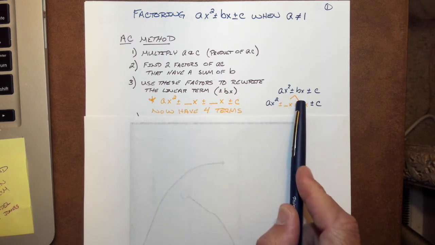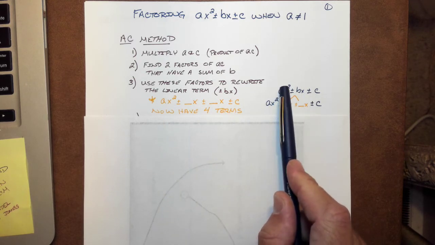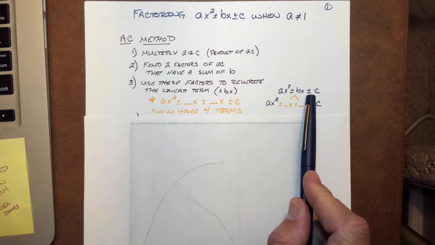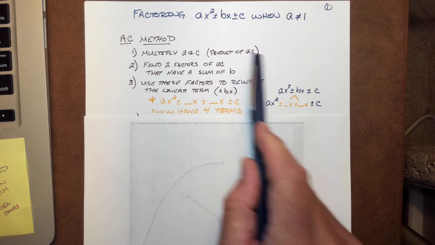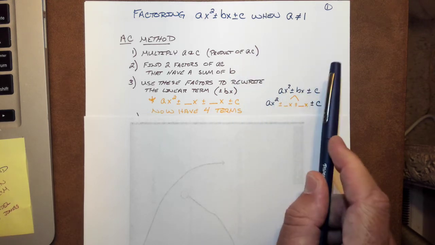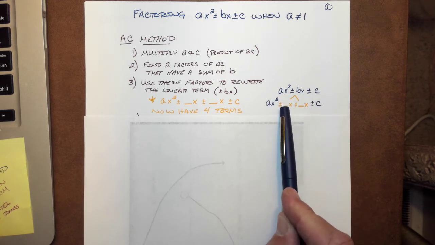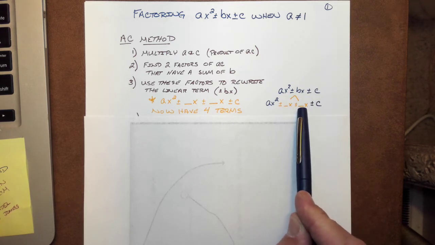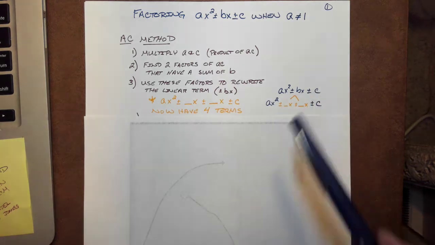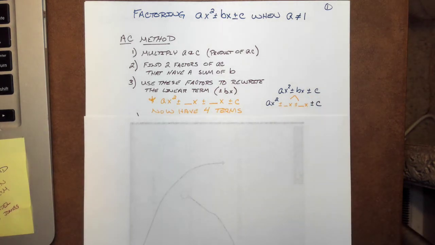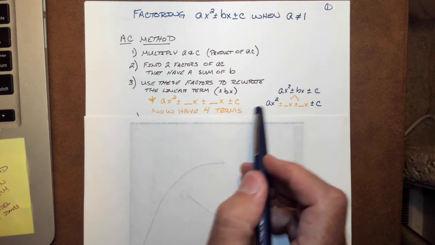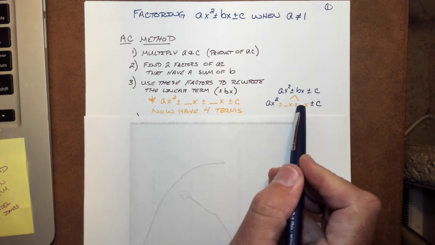Or if you want to look at it this way, we started off ax squared plus or minus bx plus c. We took a times c and got some number. We found two factors of that number that add up to be b, so we write one of the factors here, the other one here. Depending on the sign, that goes back to the last lesson we had in using those. So that gives us 1, 2, 3, 4 terms.